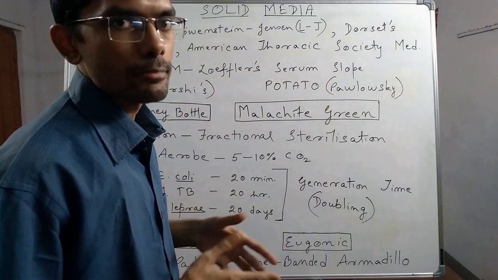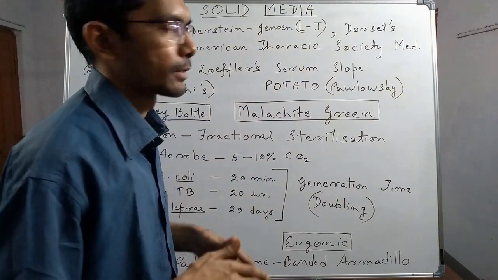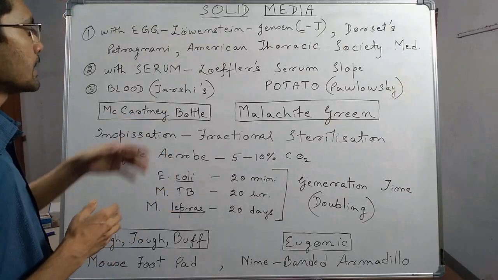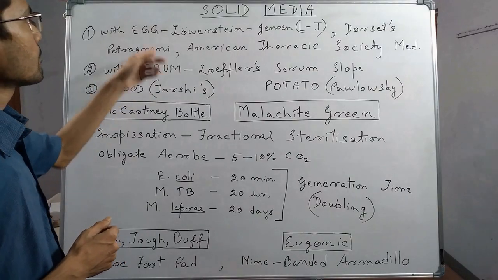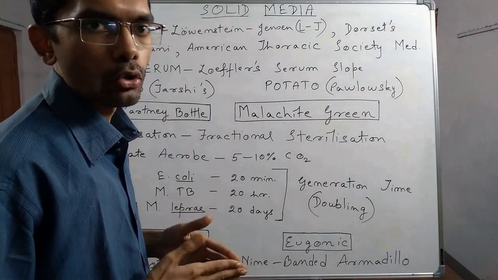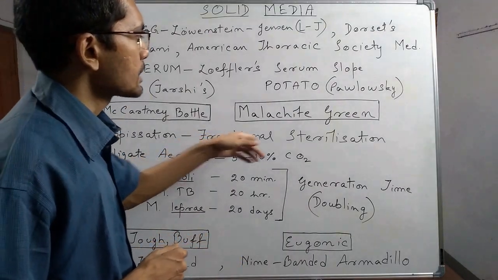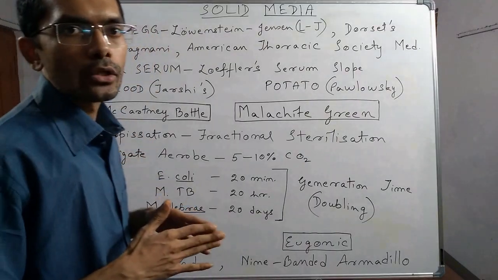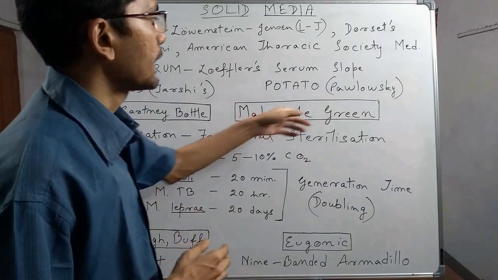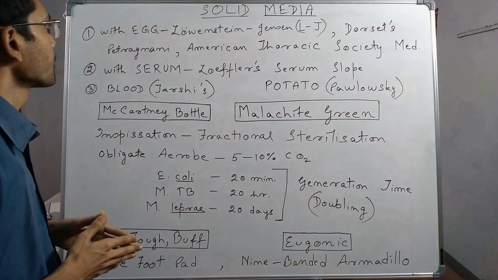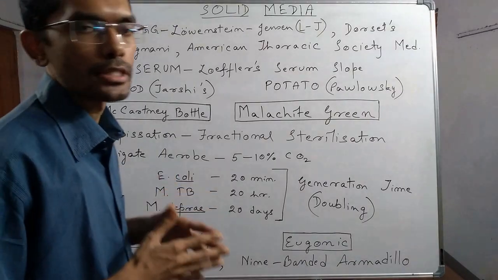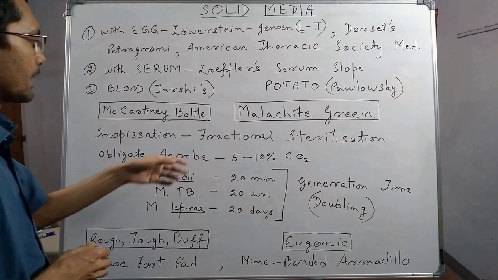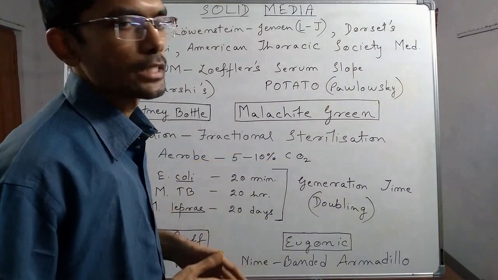Loeffler's serum slope, as the name suggests, has a slope or a slant. LJ medium also has a slant. They both are kept and prepared in McCartney bottle, and since they contain serum or egg, they are not sterilized by an autoclave. They are sterilized by a fractional sterilization technique called inspisation. Now, to inhibit the growth of contaminants, a dye called malachite green is added to these culture media, and Petragnani medium has the highest concentration of malachite green. Mycobacterium tuberculosis is an obligate aerobe, and 5 to 10% carbon dioxide facilitates its growth.